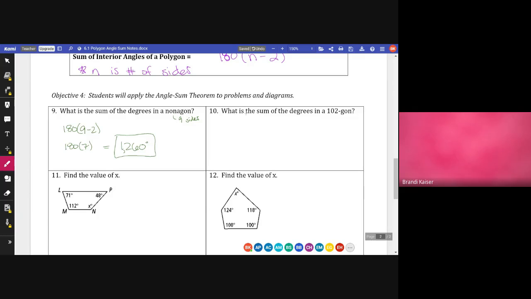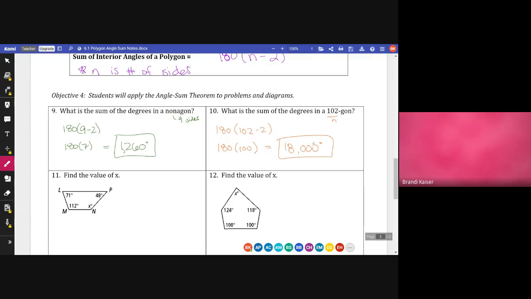So number 10 is similar. What is the sum of the degrees in a 102-agon? At some point, we kind of run out of names for all of these shapes, so they just use the number to describe the number of sides. That means this 102 is going to be n. If I want to find the sum of the degrees, I just need to take 180 times 102 minus 2, and then simplify. So 102 minus 2 leaves us with 100. And if I take 180 times 100, I'm going to get 18,000.